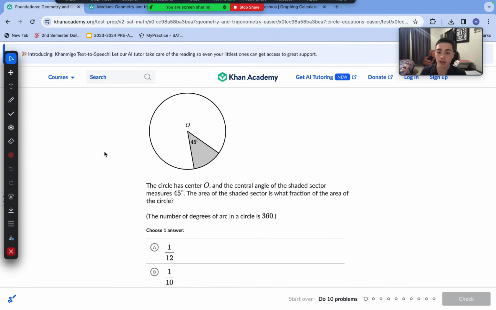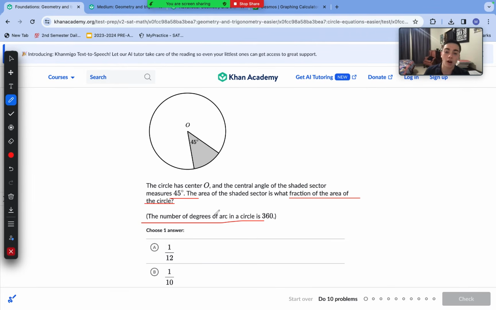So the circle has a center O, and the central angle of the shaded sector is 45 degrees. The area of the shaded sector is what fraction of the area of the circle? And key information here, the number of degrees of an arc in a circle is 360. So around the center there is 360 degrees. So they're basically asking us what fraction is 45 of 360, which we can write just like this.